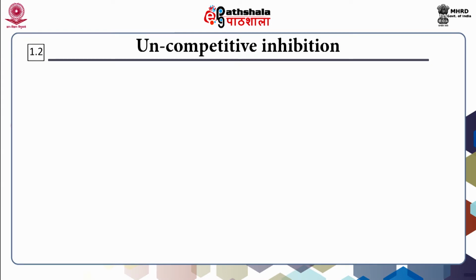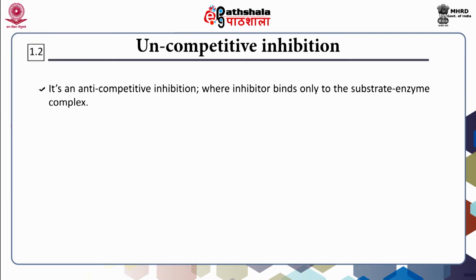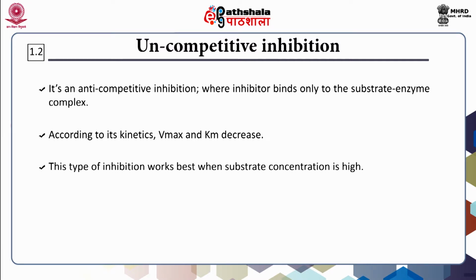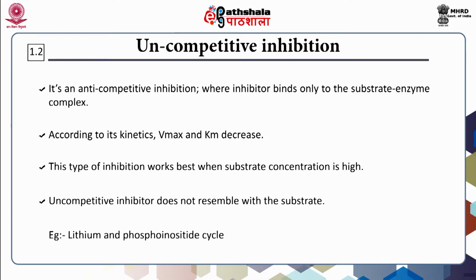Uncompetitive inhibition. It is an anti-competitive inhibition where the inhibitor binds only to the enzyme-substrate complex. According to its kinetics, Vmax and Km decrease. This type of inhibition works best when substrate concentration is high. An uncompetitive inhibitor does not resemble the substrate. Example, lithium and the phosphoinositide cycle.